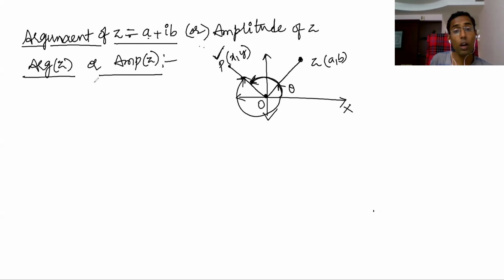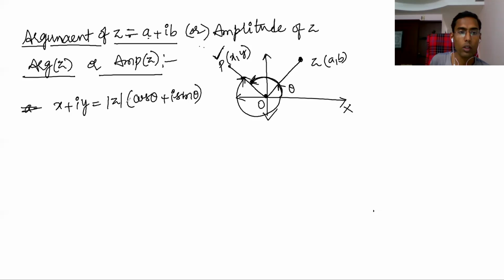Another way you can say is, every complex number a plus ib, or x plus iy, can be expressed in terms of modulus of z into cos theta plus i sin theta form. This mod z we write simply as r. So x plus iy equals r into cos theta plus i r sin theta. This is always possible.